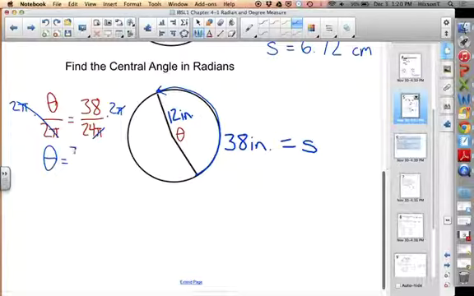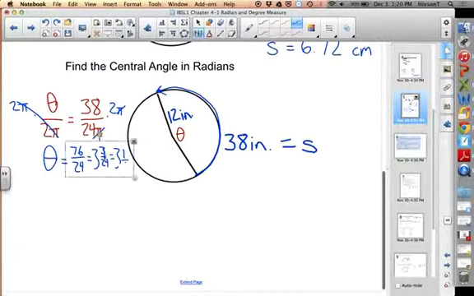76 over 24, which reduces down to 3 and 4/24, which is 3 1/6 inches. Sorry, I knew it was supposed to end up as sixths. So 3 and 4/24ths is 3 1/6 inches.